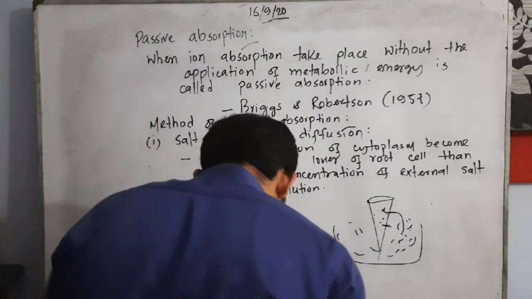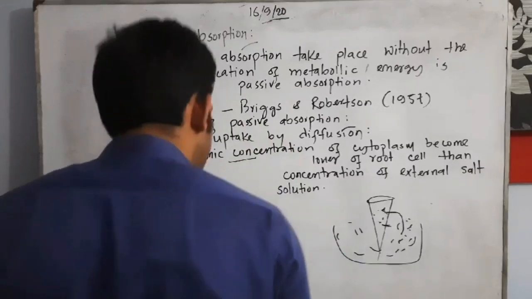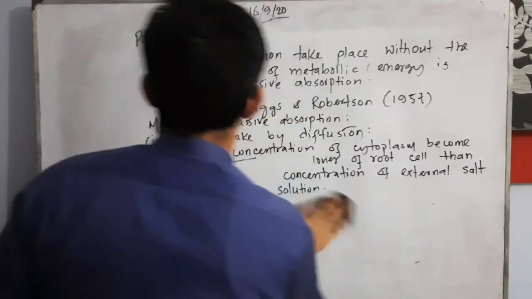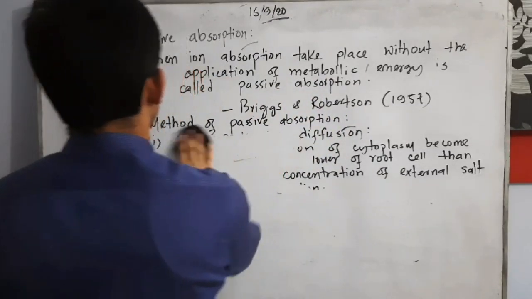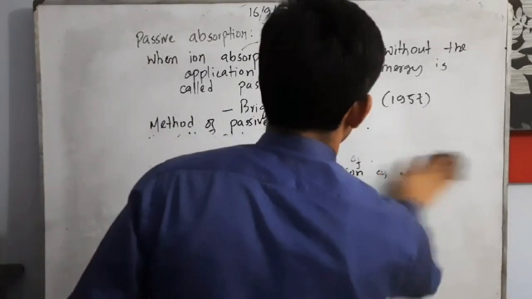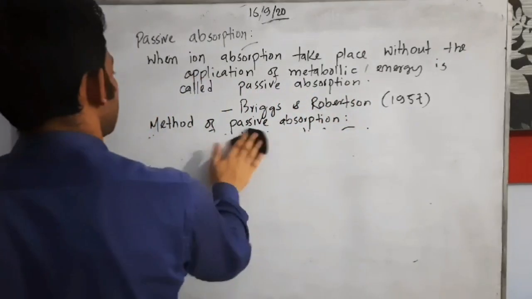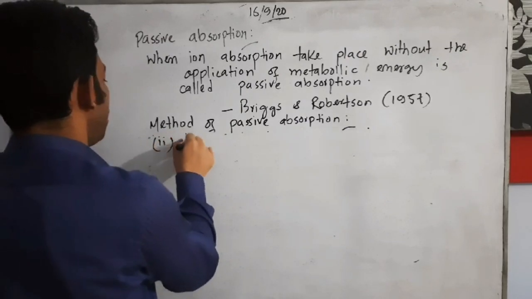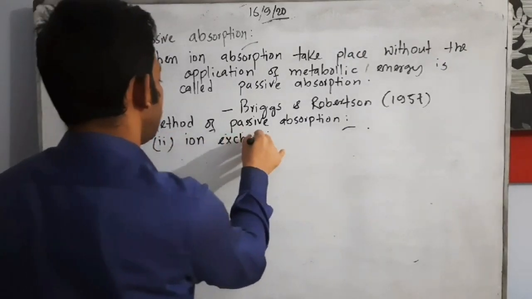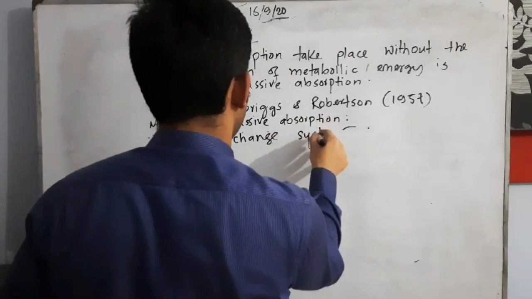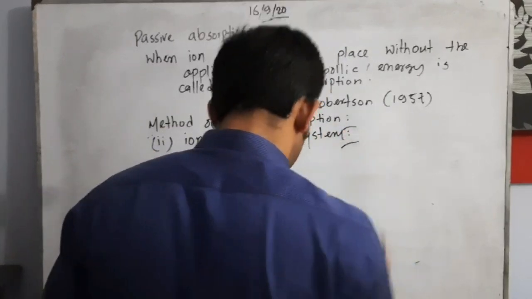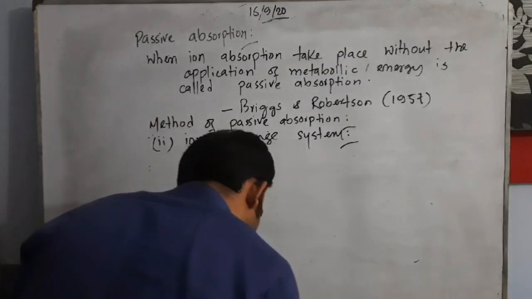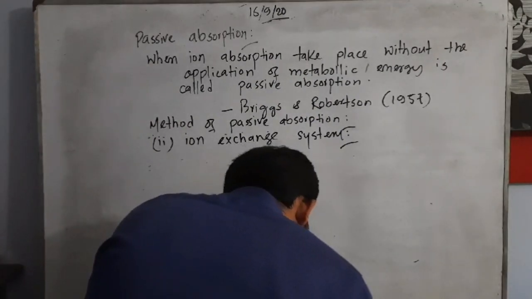Now the next one is the ion exchange system. I will go through the ion exchange system now. Number 2, ion exchange system. How is it going on there? We will write that in short form, then I will make you understand.